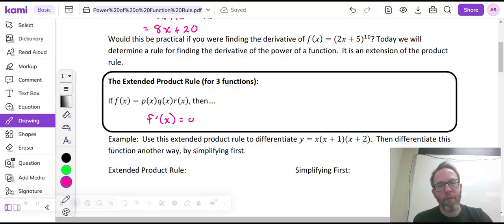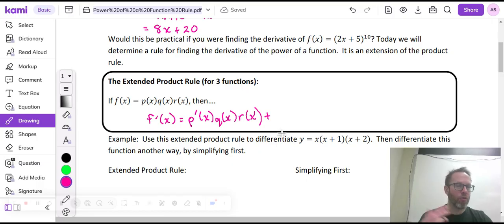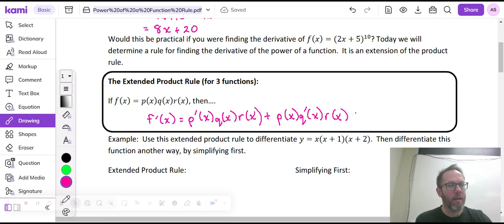So you would differentiate p, so p prime, but then you would leave q and you would leave r alone, q of x, r of x. So just differentiate one at a time. And then you just take the sum of all those kind of triple products. So for the second term here, you would leave p alone, and this time you differentiate q. And then leave r alone. And then lastly, you would leave the first 2 alone, p and q, and you would differentiate r.